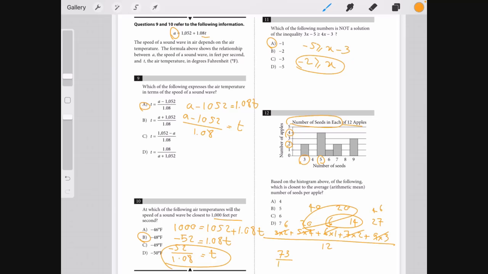73 over 12. This is about 6, so it says closest number to the average. 6 is the closest number to the average. It's basically going to be 6 point something, so the closest number is going to be 6.